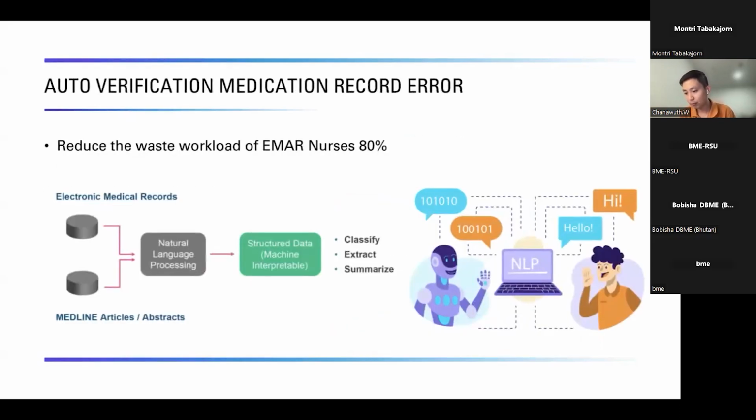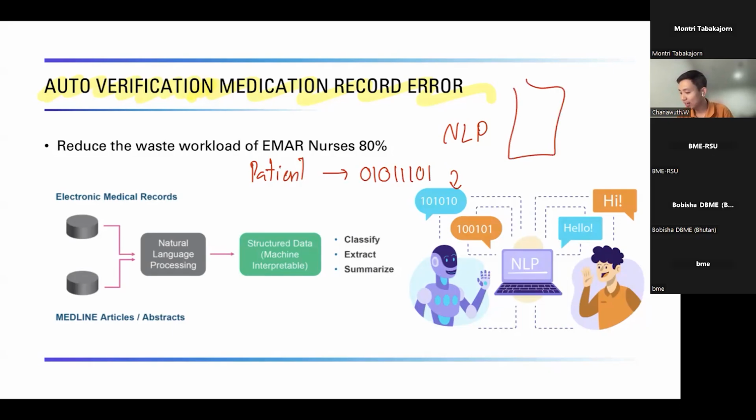So we use auto-verification of medical record errors with NLP. Take it easy. In Thailand, almost all hospitals use the English language in the electronic medical record, and transform words, for example patient, to 0 or 1, and check for errors. After checking errors, it can show that 5% is mistake and 95% is correct automatically. So this project reduces the wasted workload of medical record nurses by 80%.